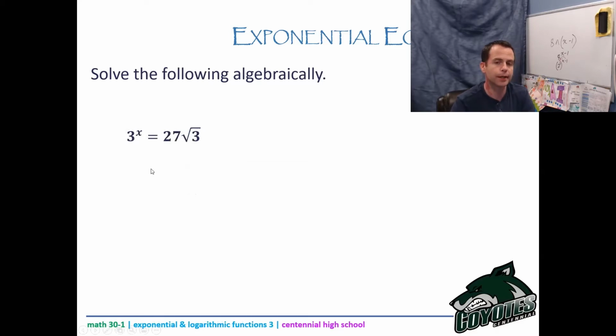Okay, now we're getting a little fun. 3 to the x equals 27 root 3. Again, I want you to see that it's 3 to the x on the left side, so the game I want to play here is, can I make 27 be 3 to the something? The answer to that is yes. 27 is 3 cubed. Can I make the root of 3 be 3 to the something?